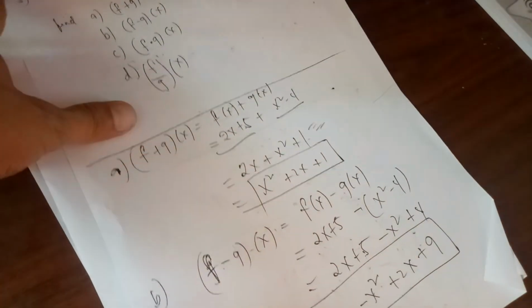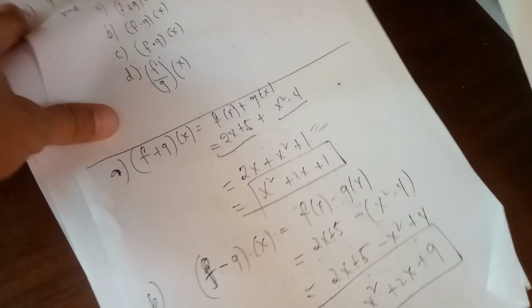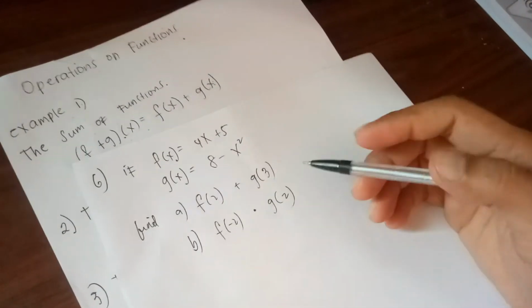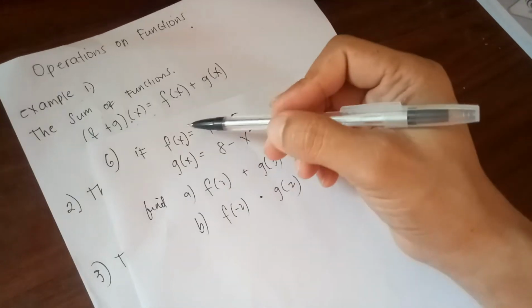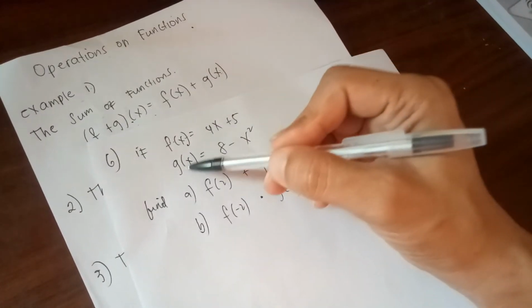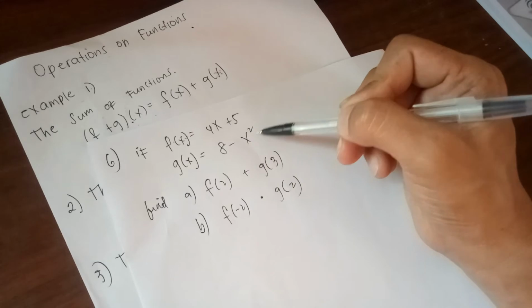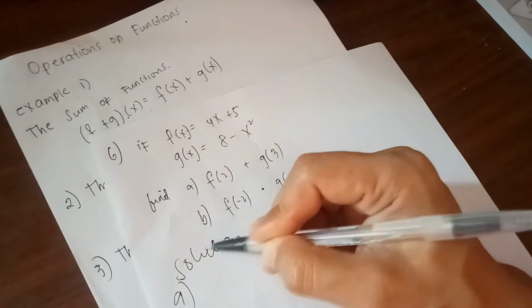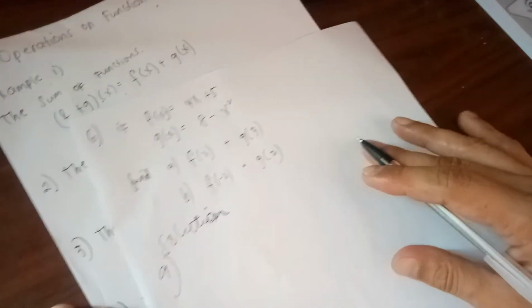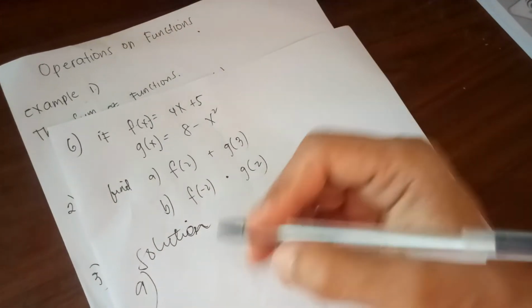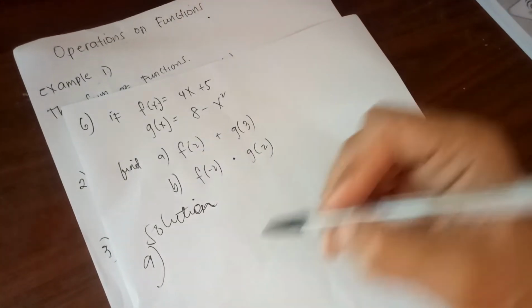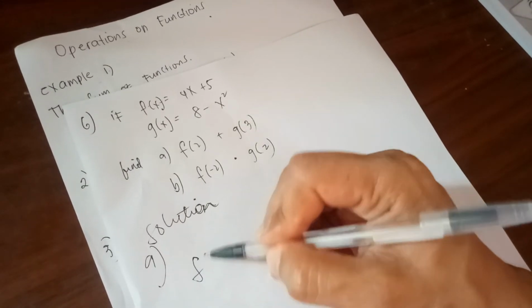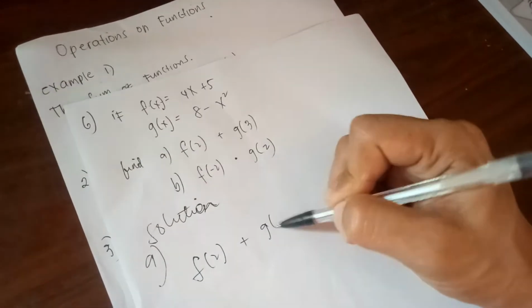Okay. Now, let us have, wait a minute. Number 6. So, this is the last example. Let f of x equals 4x plus 5, g of x equals 8 minus x squared. Find a. So, solution. This is a little bit different from our previous examples. Example number 6. Okay. Find f of 2 plus g of 3.